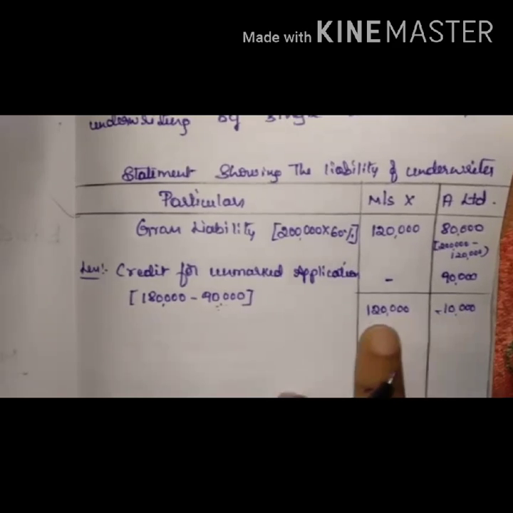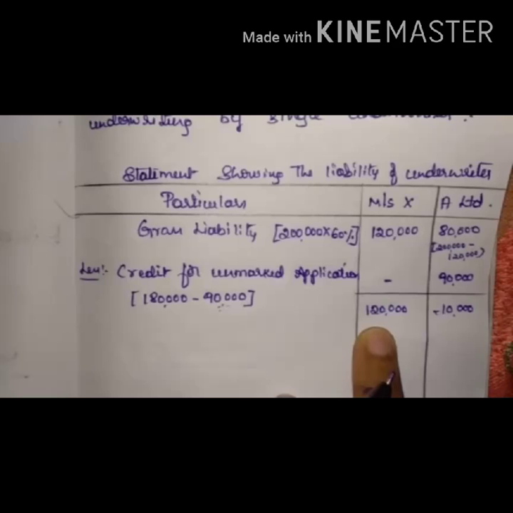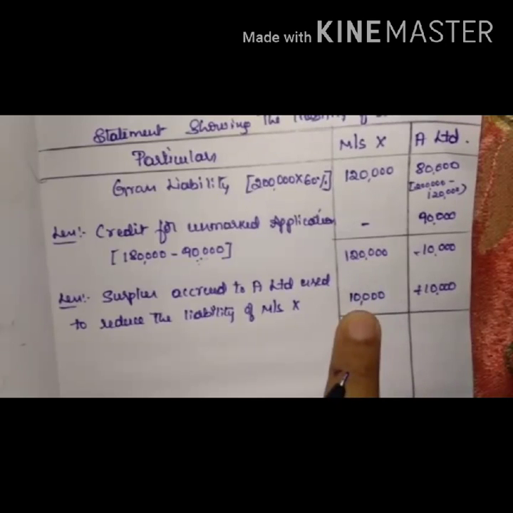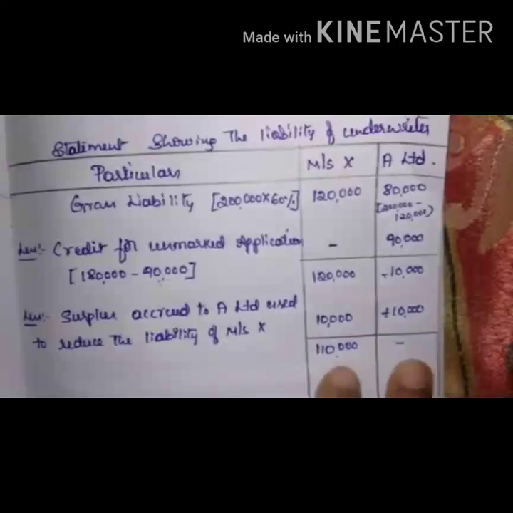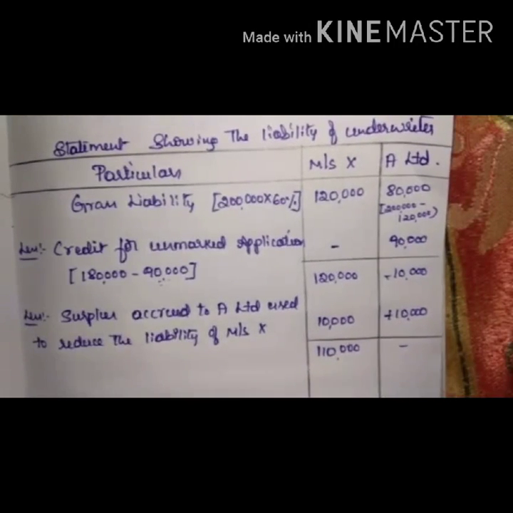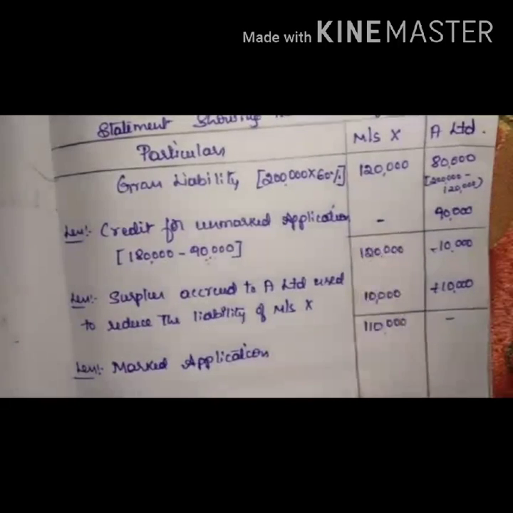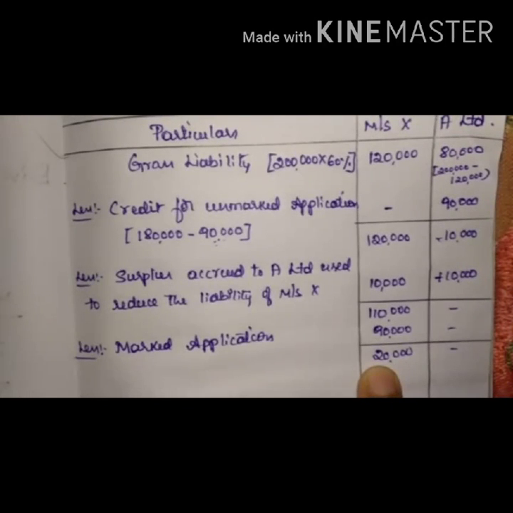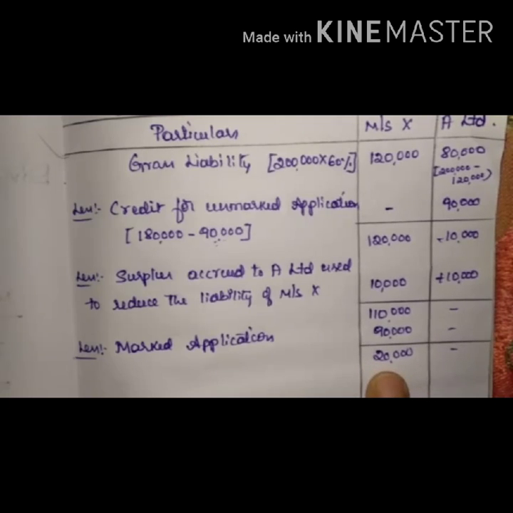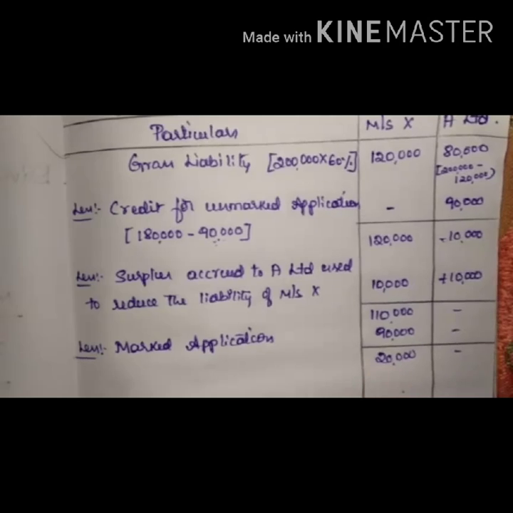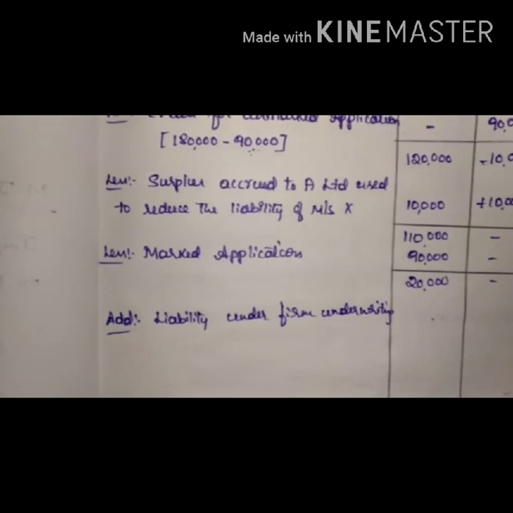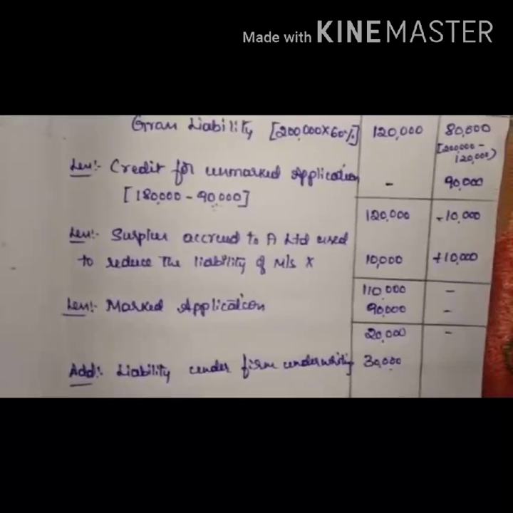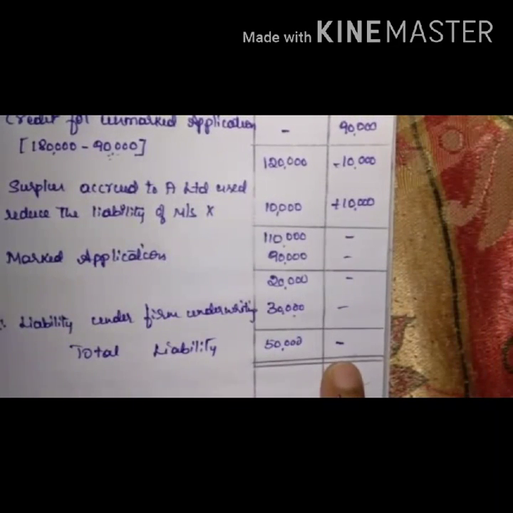So that surplus we have to credit to the underwriter in order to reduce their liability. 10,000 credited to X in order to reduce this liability. So we get liability of company as nil, less marked application that have come through X, that is 90,000 shares. So under partial underwriting, X gets liability to purchase 20,000 shares. Then we have to add liability under firm underwriting, that is to take up 30,000 shares. Then the total liability is, and for company there's no liability to take up any share.